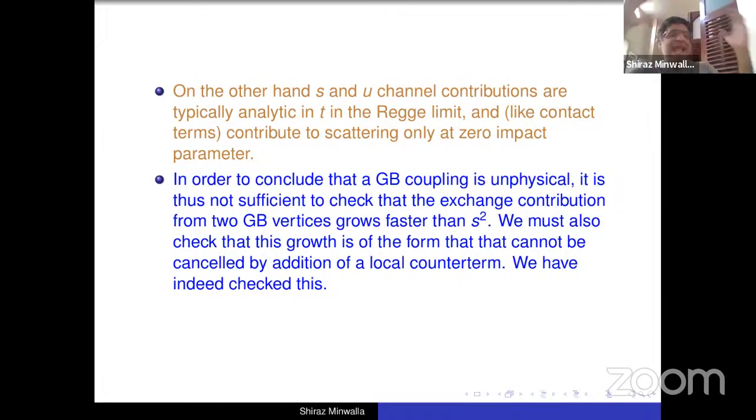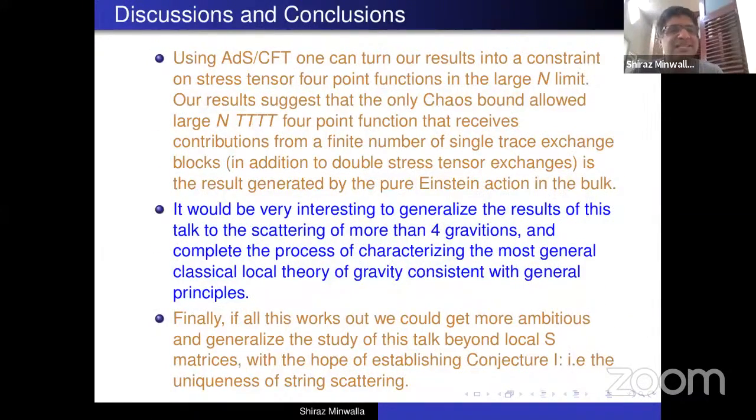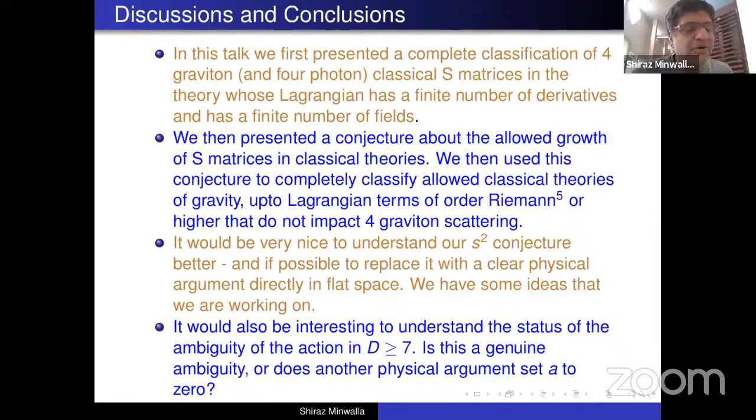So the end result of all this analysis, using our complete classification, is that in D less than or equal to 6, there is no scattering amplitude other than Einstein gravity that is CRG consistent. In D greater than or equal to 6, there's exactly one more: Einstein plus the second Lovelock. This then basically establishes conjecture 2 for graviton scattering, at least in D less than or equal to 6, provided you buy the CRG conjecture.